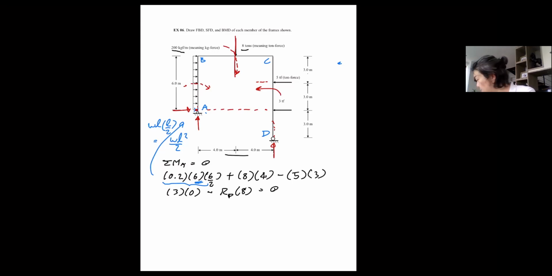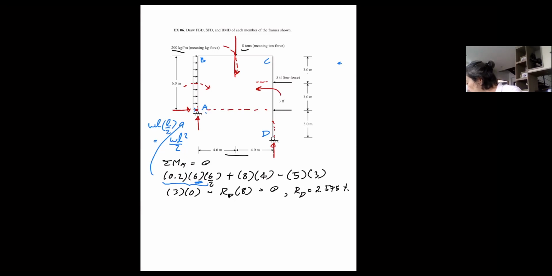Okay, that is 0. So after this, what we can do is we play some calculation music. Okay, and then you see that RD is equal to 2.575 tons. Okay, so that T as a ton, not the function of time.